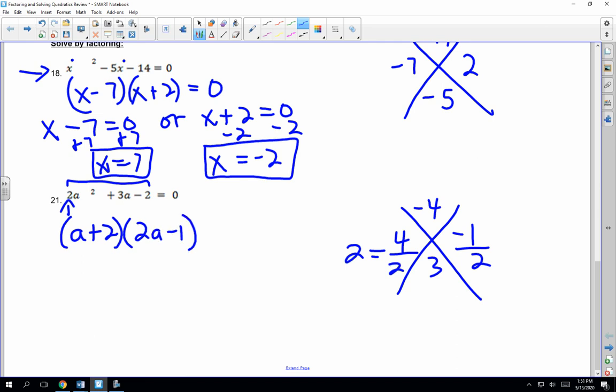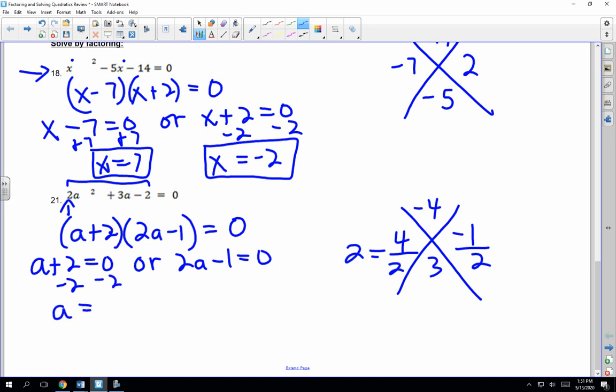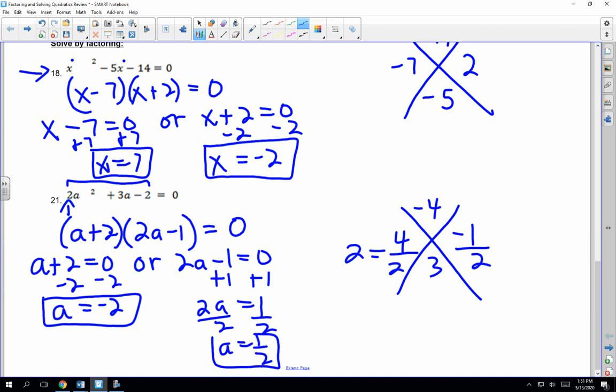Just check it. A times 2a is 2a squared. We've got a 4a in the middle and a -1a from the outside. 4a and -1a add up to equal 3a. And then 2 times -1 equals -2. So I factored it correctly. I did my little multiplication to check it. And now I'm going to set each factor equal to 0 and solve. So I've got subtract 2 from each side. A equals -2 is one solution. This one, add 1 to each side. 2a equals 1. Divide by 2. A equals 1/2 is my other solution.